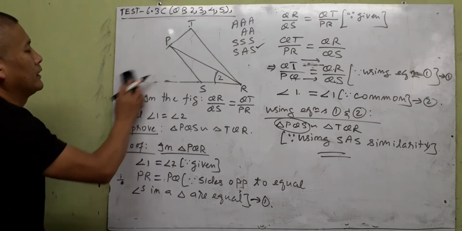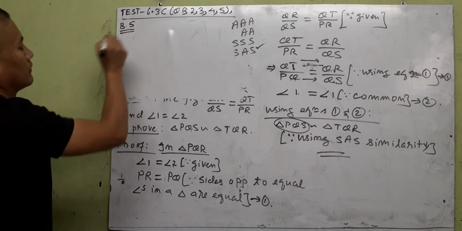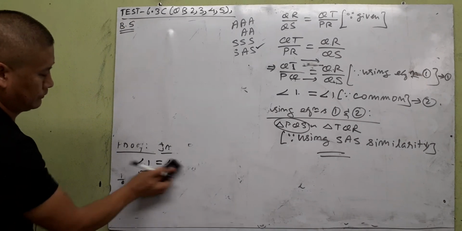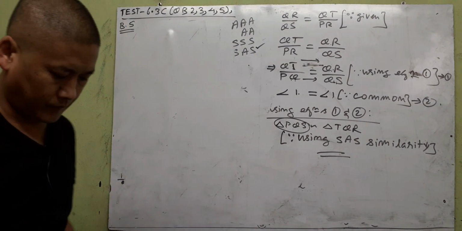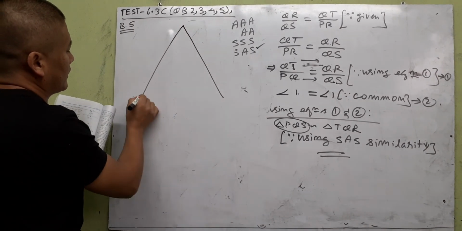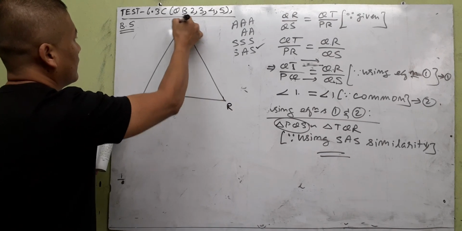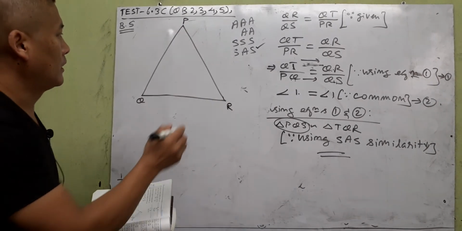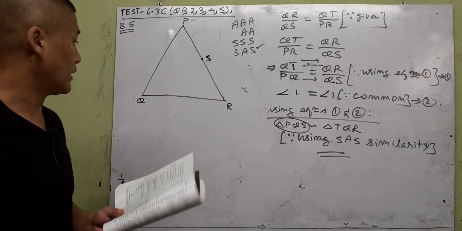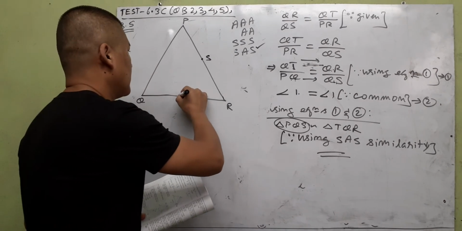One more question before we end this test portion. Let's go and do it. B5. Let me read the question for us. S and T are points on PR and QR of triangle PQR. The diagram is not given, so we have to draw ourselves. PQR is there, and S is on PR. So S is here, and T is the second point on QR. So QR is the second side. T is here. Let us join it.